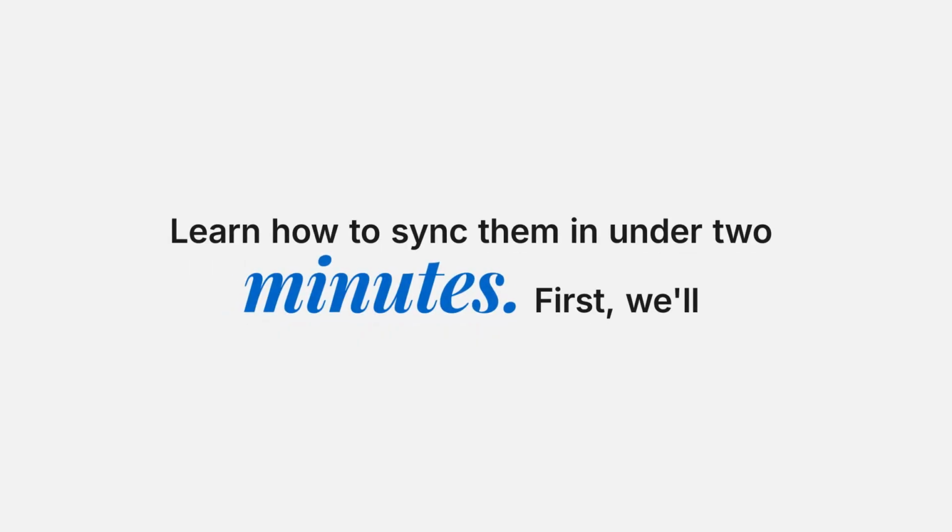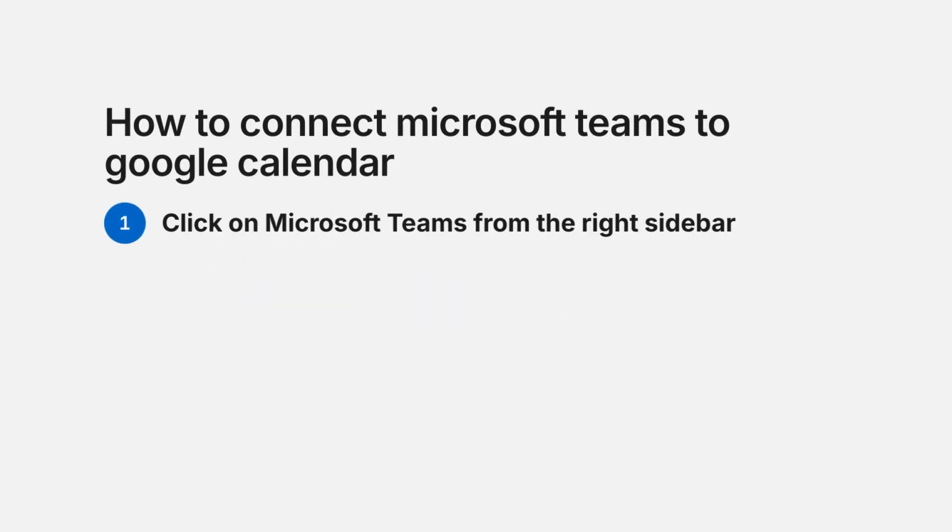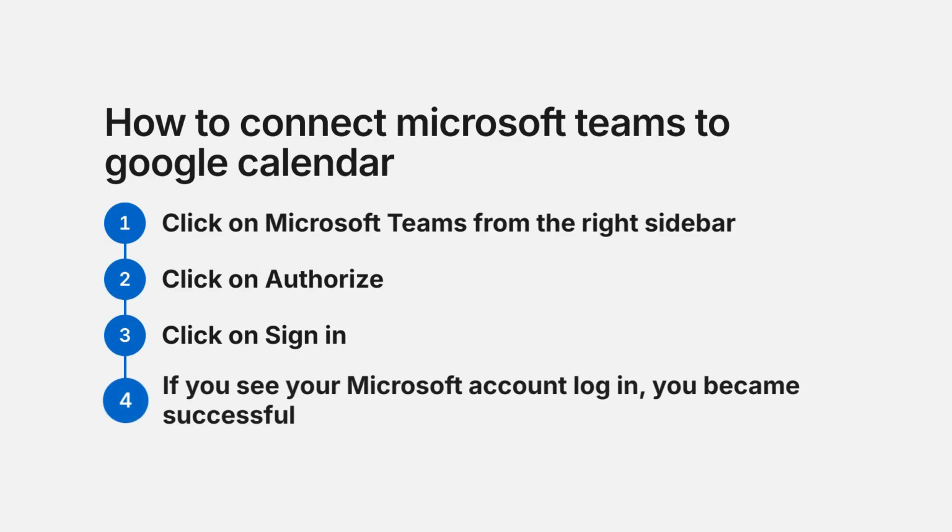Are you tired of missing Teams meetings because they never show up on your Google Calendar? Learn how to sync them in under 2 minutes. First, we'll connect Teams to your Google account. Then, authorize and sign in. Finally, confirm the sync is working.